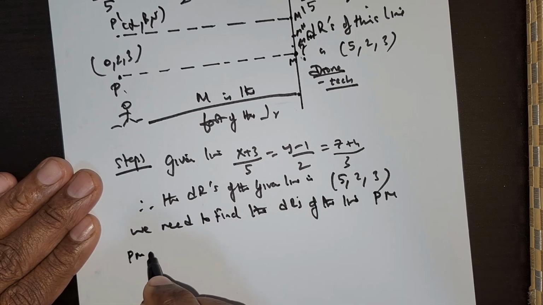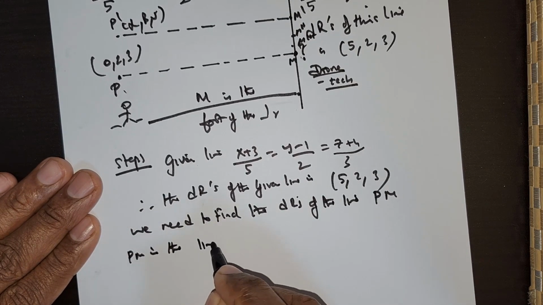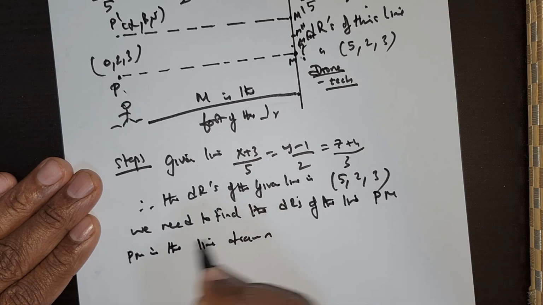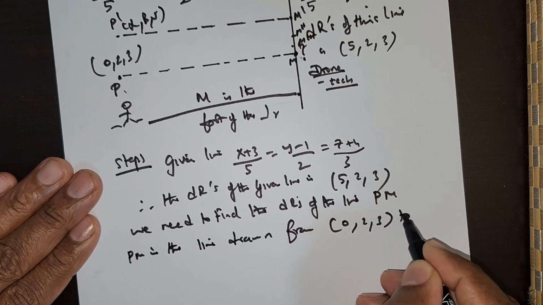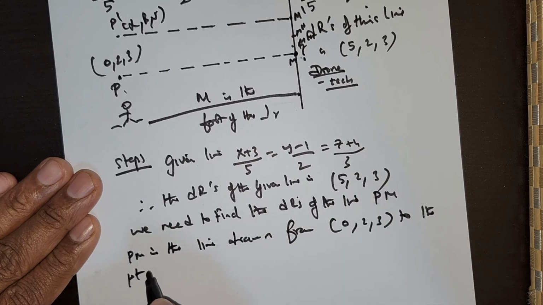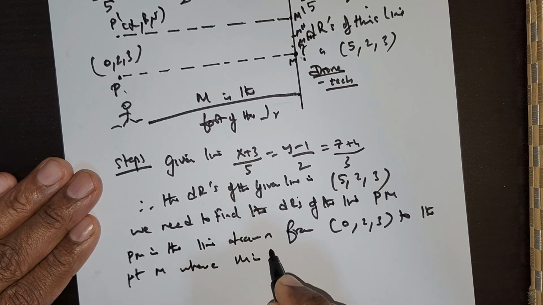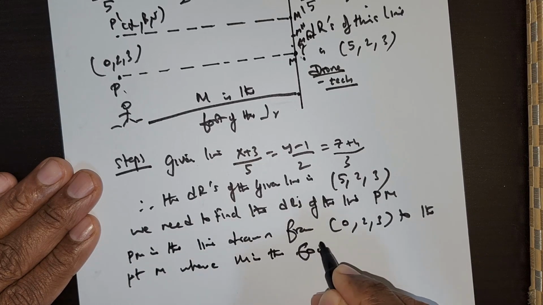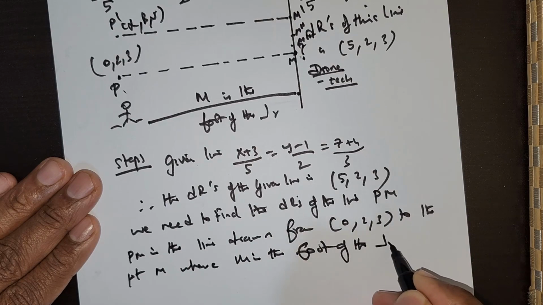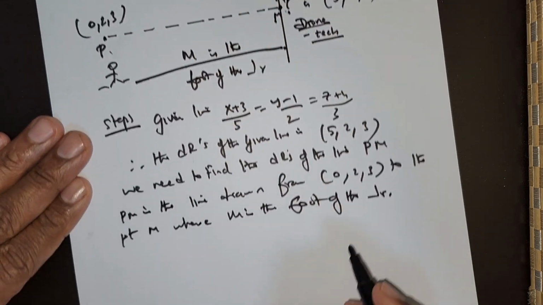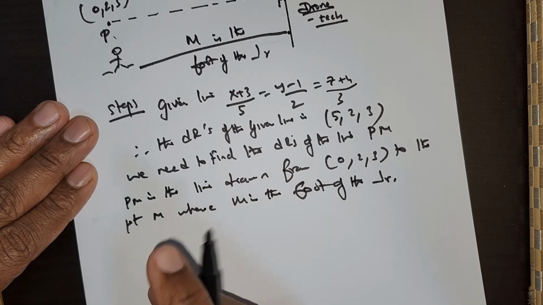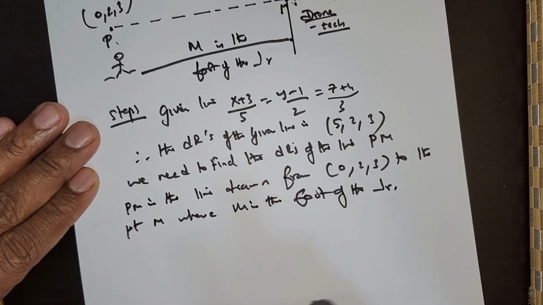PM is the line drawn from (0, 2, 3) to the point M, where M is the foot of the perpendicular. This is for your understanding. As I mentioned, M is over here. So how are we going to get the directional ratios?